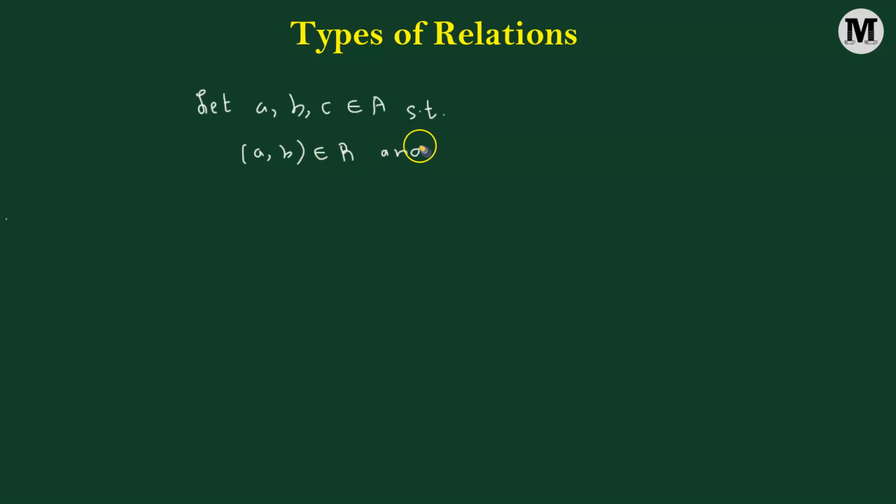and we also consider another ordered pair. We have to be very specific how we choose the next ordered pair, the second ordered pair B comma C, which also belongs to R, such that the second element of the first ordered pair A comma B must match with the first element of the second ordered pair. So we must show that the ordered pair A comma C also belongs to R. This is our goal.